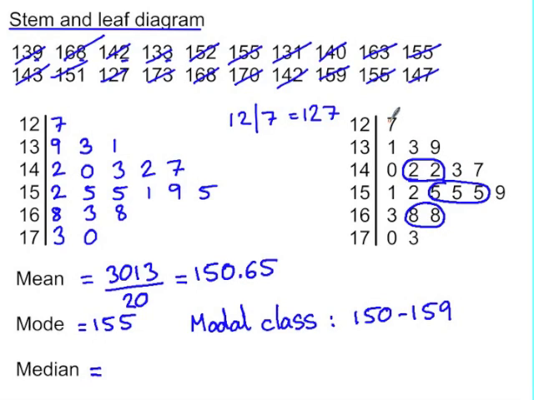So we can work from either end, crossing off values, or we can realise that with 20 values, we need to be halfway between the 10th and the 11th value. So if I cross off 9 values from either end, my middle 2 values are 151 and 152, and so my median is 151.5. And again, I would just ask the question, which of these is the best measure of central tendency to use? The mean.